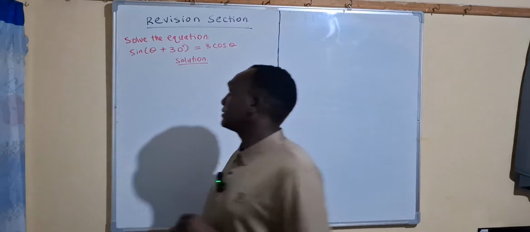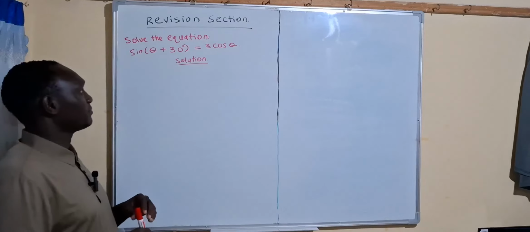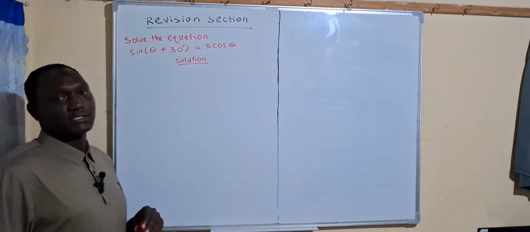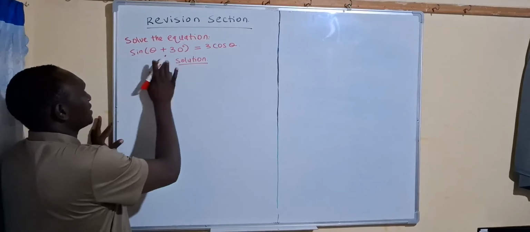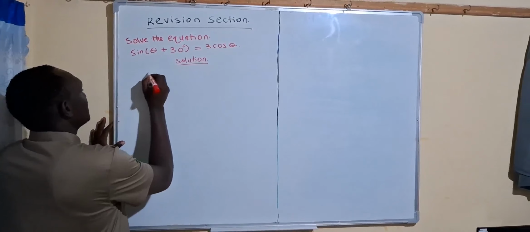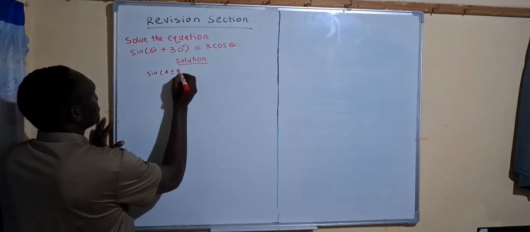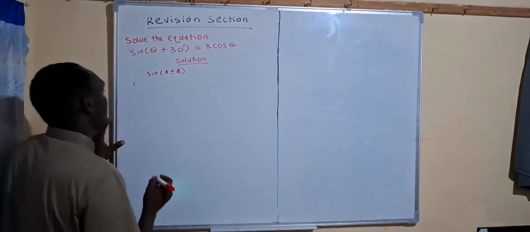This question says, solve the equation sine of theta plus 30 degrees equals 3 cos theta. To solve this, you must be able to remember the formula that says sine of A plus or minus B. Here, the first one is for the plus part.